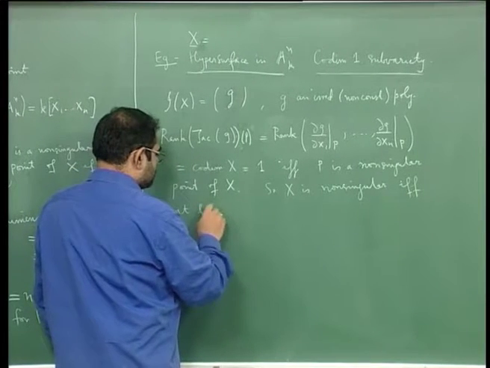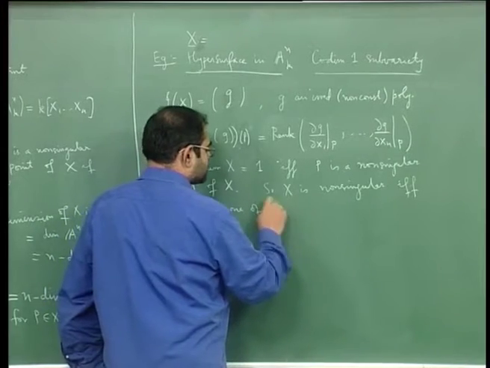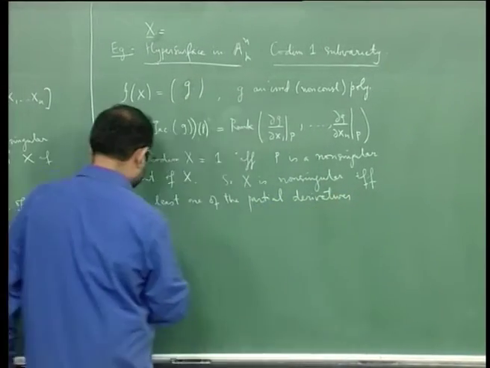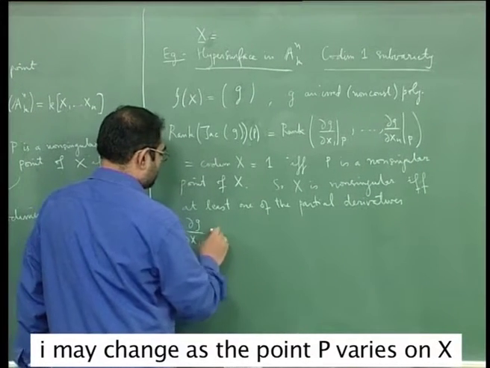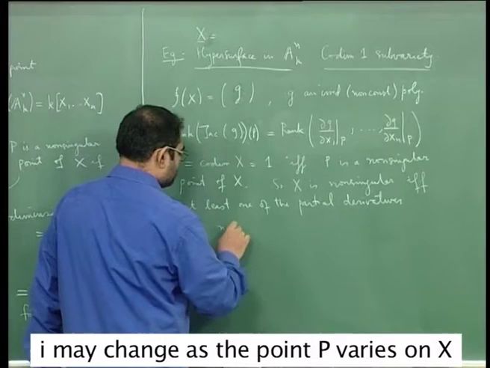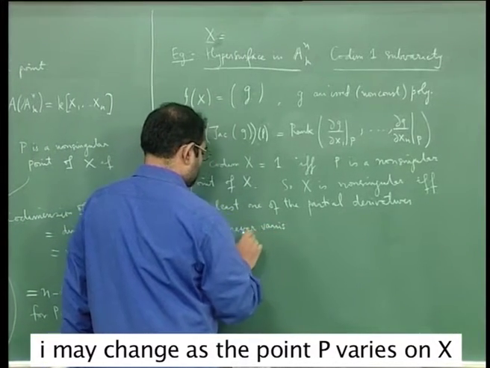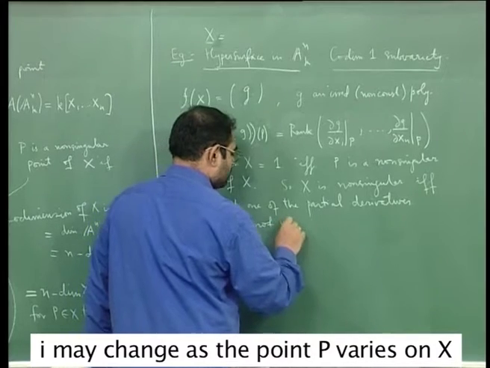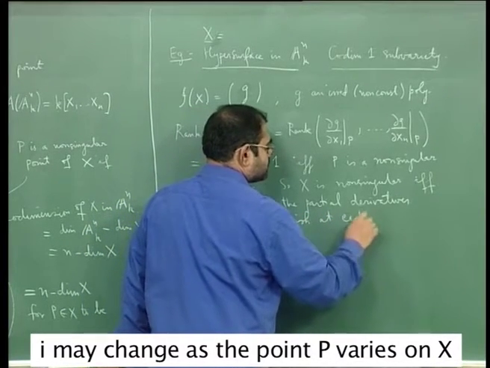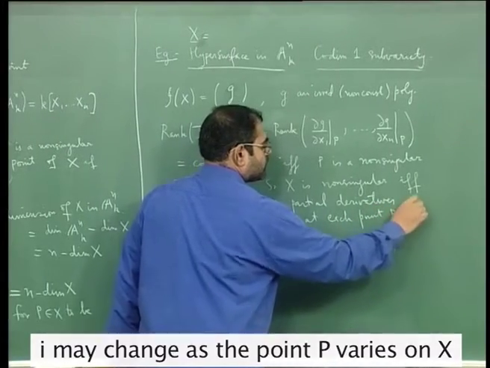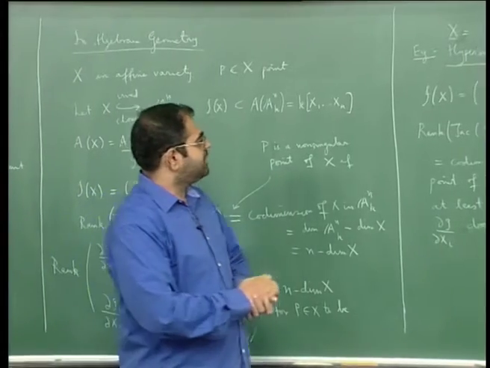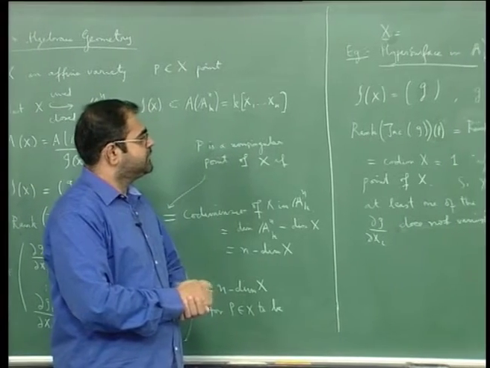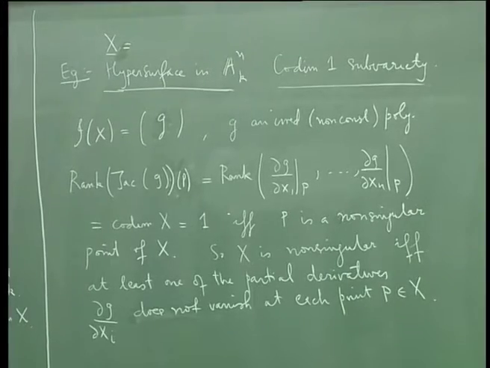At least one of the partial derivatives ∂G/∂xi never vanishes, does not vanish, at each point of X. So it is very easy to check that a hypersurface is non-singular, that it is smooth.